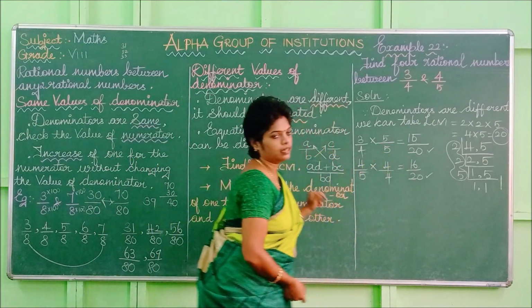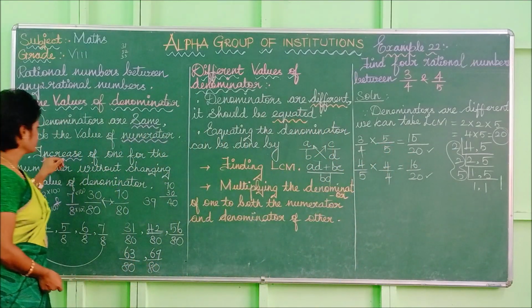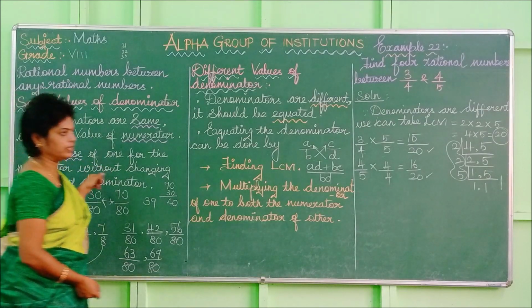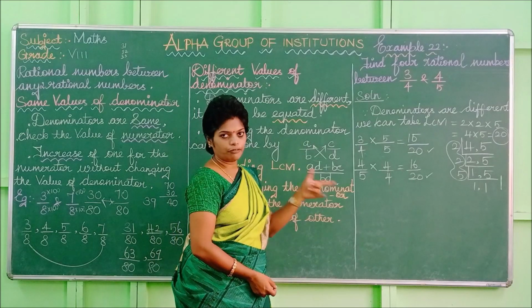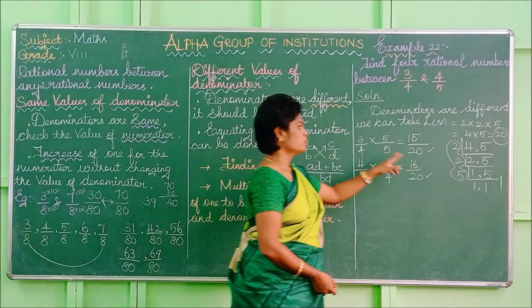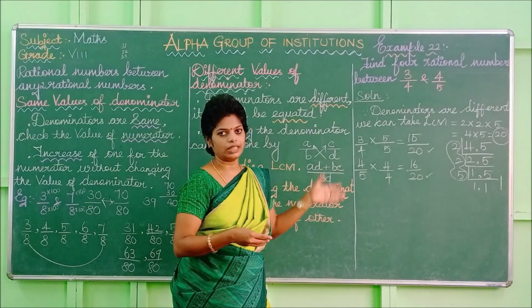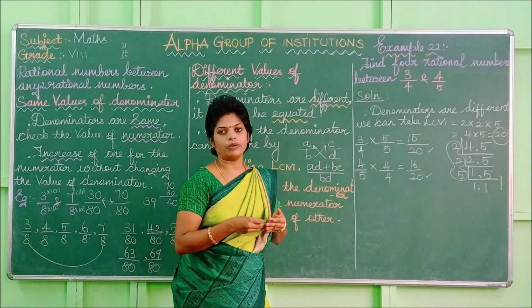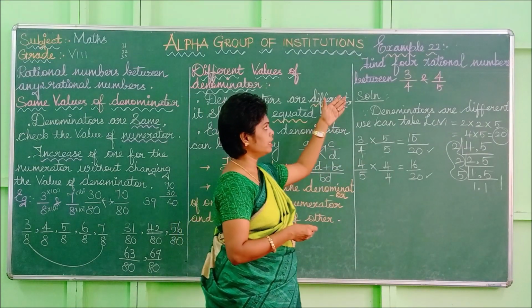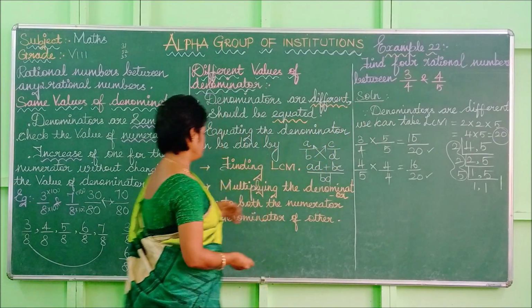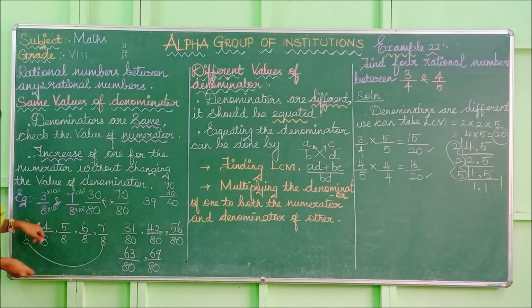15 and 16. So what's the next point? Increase the numerator by 1 without changing the denominator. If you increase that 15 by 1, you get 16 only, so 16 is already there. So we cannot write the values using 15 by 20 and 16 by 20. We cannot represent the 4 rational numbers. So we have to change it using this condition.